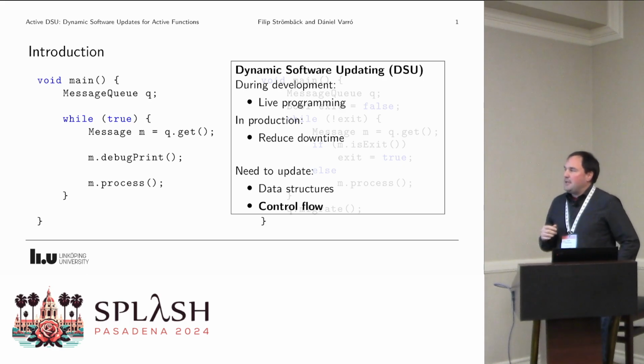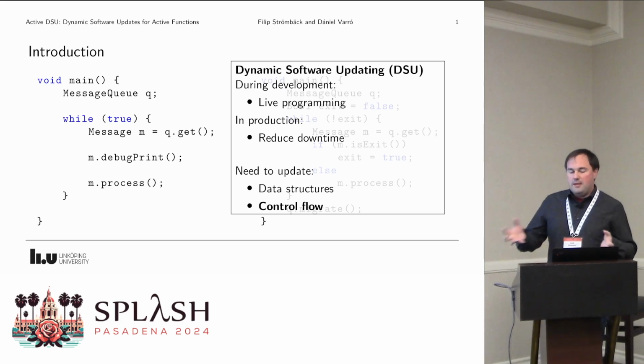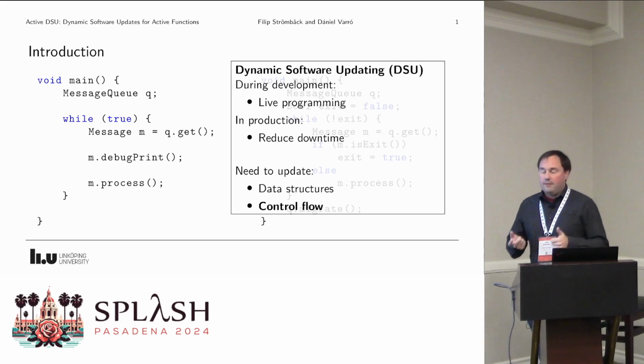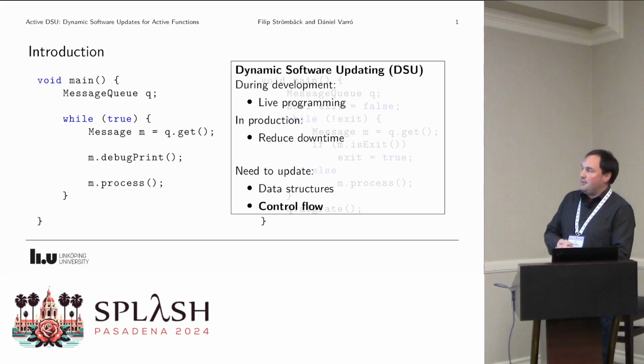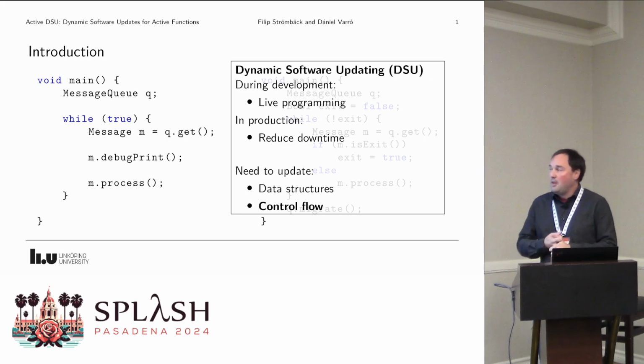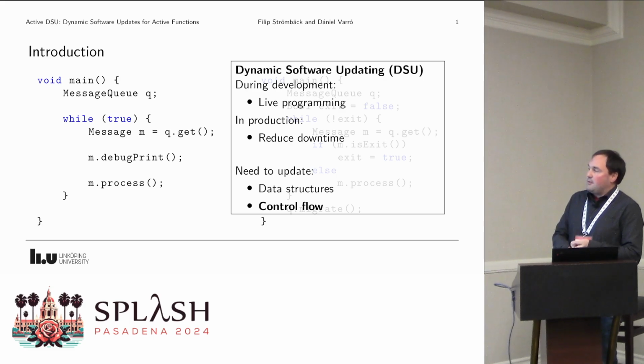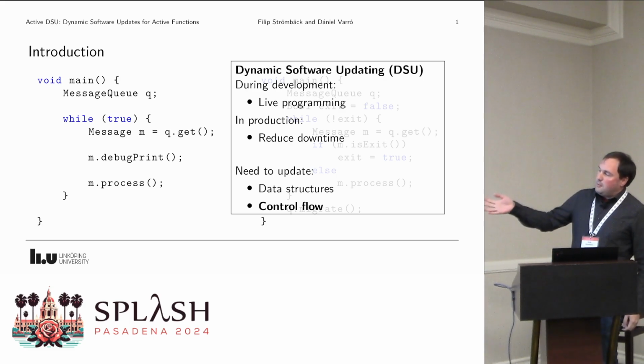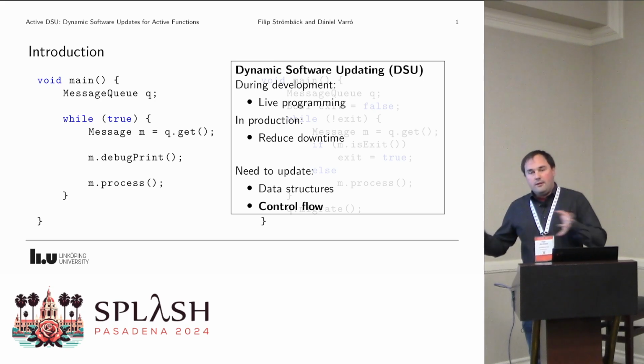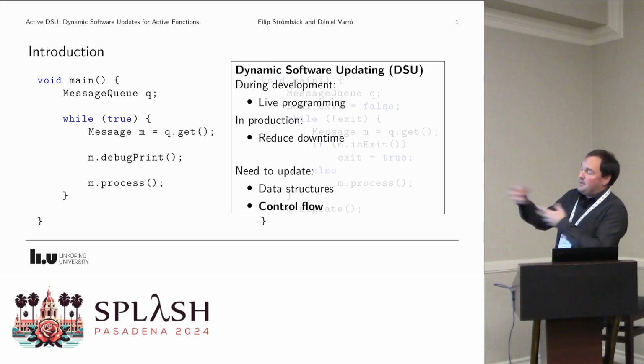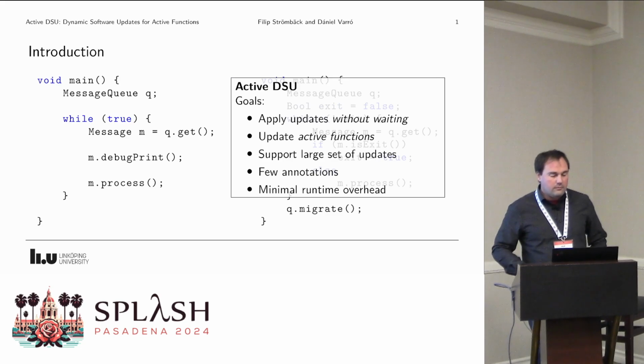In particular, as I've written down there, we need two major things in order to apply an update. We first need to think about any changes to data structures on the heap, for example. And we also need to consider control flow. This talk will focus on the second one, because there's quite a lot of research in the first, and we can actually use that, as we shall see later on.